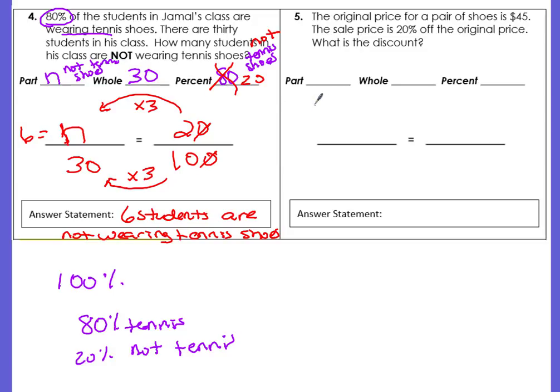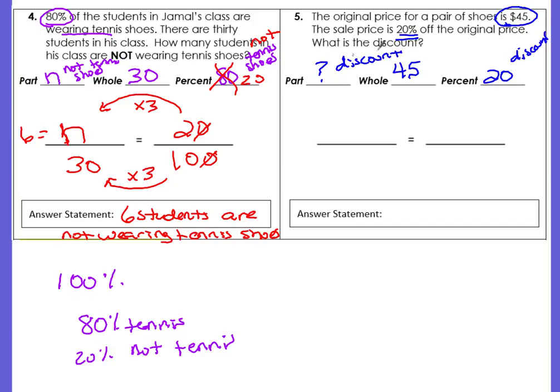And our last example. The original price for a pair of shoes is $45. The sale price is 20% off the original price. What is the discount? So you go into a store, you want to buy this pair of shoes, they cost $45. This is your whole amount. But guess what? They're on sale. 20% off. So the percent is 20. This is going to be the discount. And what do we want to know? What is the discount? In dollars, what is the discount?